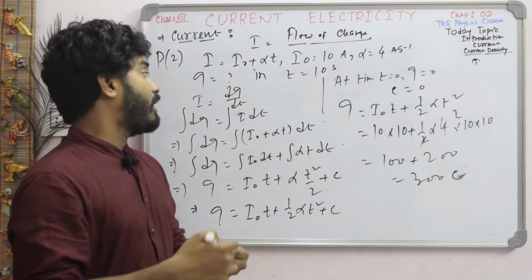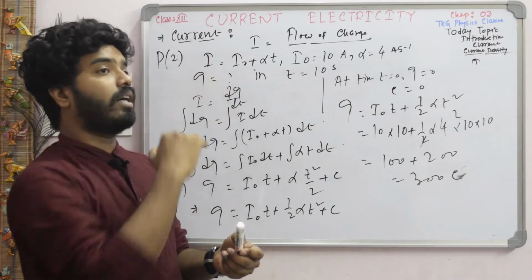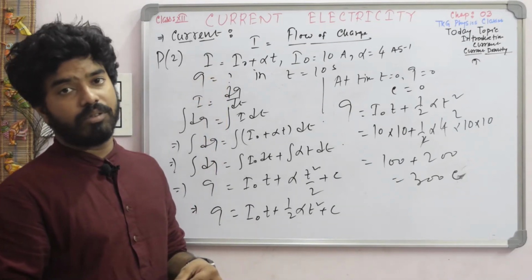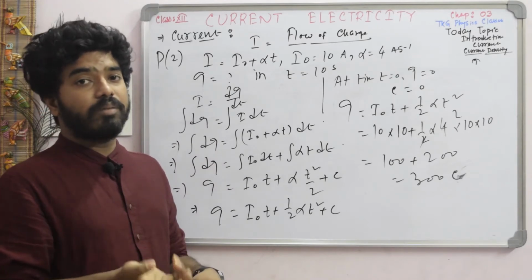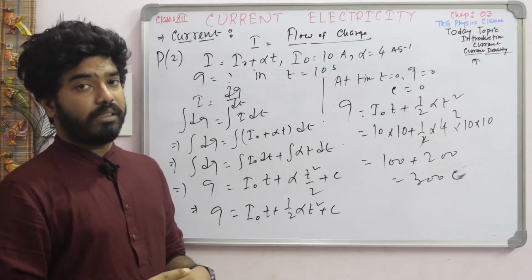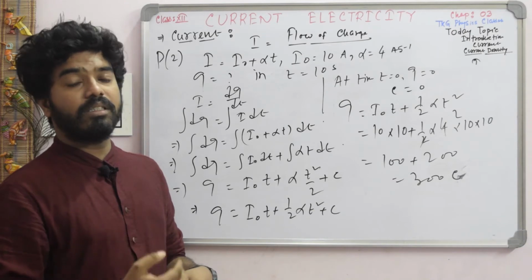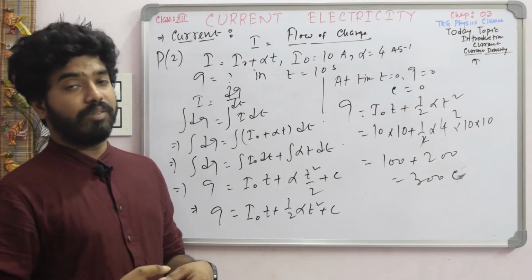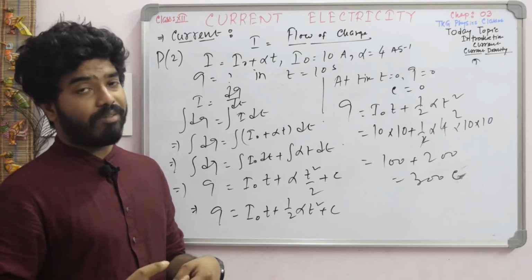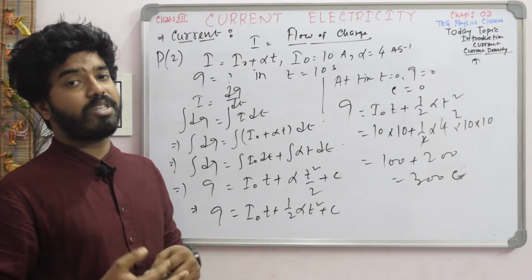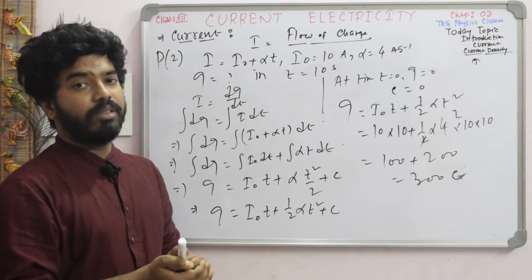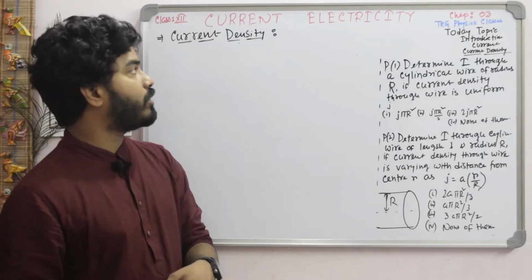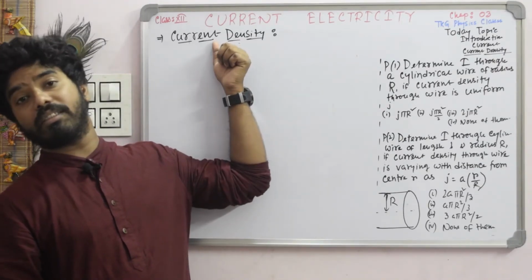So when current is given and you have to find the charge, we must do this integration. When charge is given and you have to find the instantaneous current, we have to do differentiation. And for finding the average current between two time intervals, the formula is I equals Q2 minus Q1 divided by T2 minus T1.